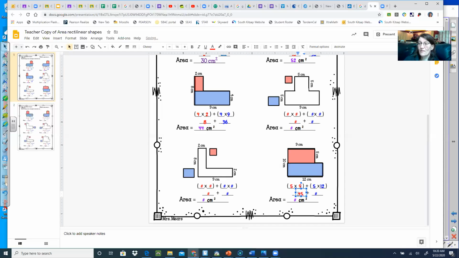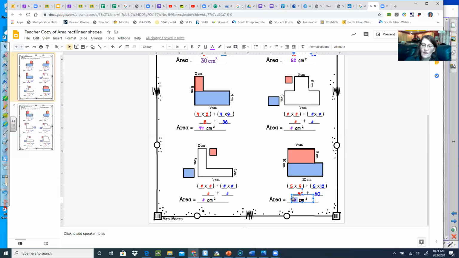Hopefully when you counted by 5s, you got 45. 5 times 12 is a little trickier. There may be a few of you out there that have that one memorized, but you can do it as 5 times 10, which is 50, plus 5 times 2. 5 times 2 is 10. So 50 plus 10 is 60. So we are adding 60 plus 45.